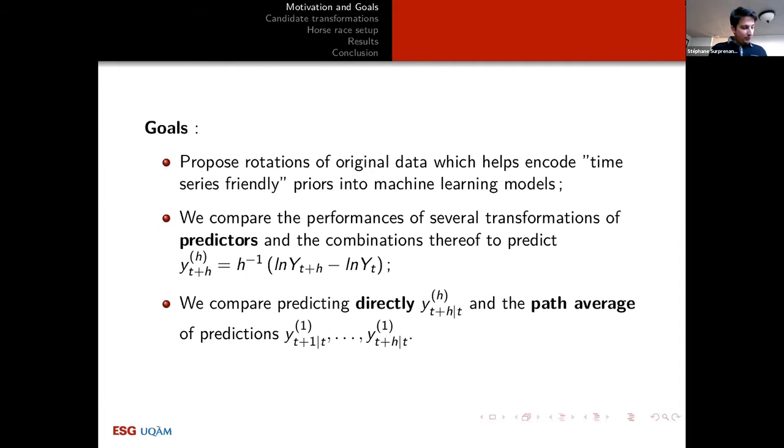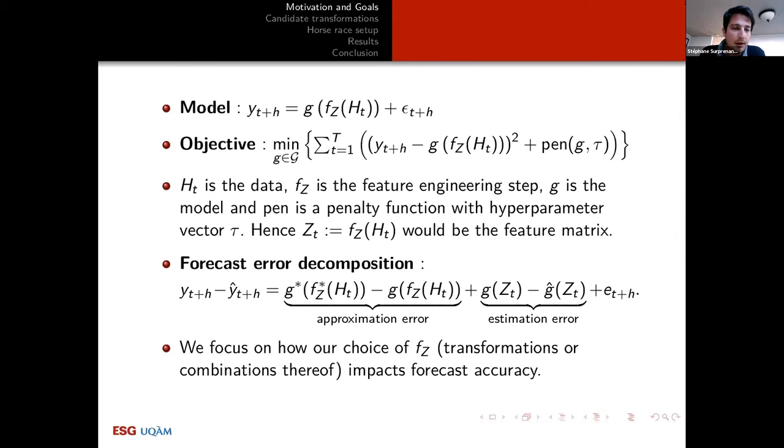And the two ways in which you might be wanting to do this is either you model it directly, or you model an entire path going to the H month. So you do all the month-to-month changes and you take an average. And we're going to be considering that direction as well. Now, what kind of compromises arise when you're trying to think about feature engineering or data transformations?